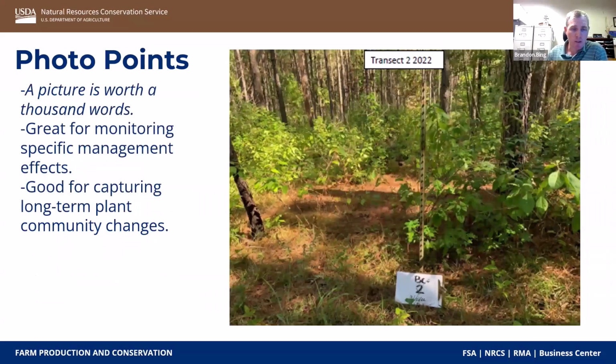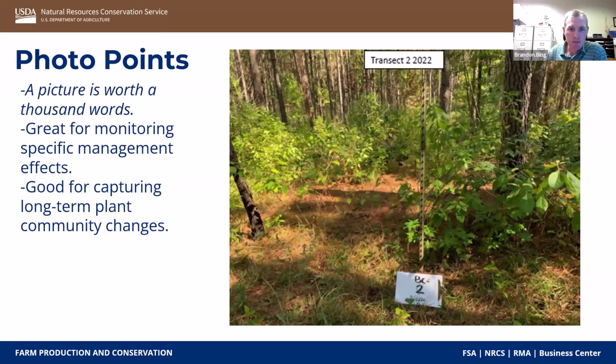Landscape photo points. This is where a picture really is worth 1,000 words. You can monitor specific management effects. You can also capture long-term plant community changes over time. I would highly recommend labeling your photos as you go.